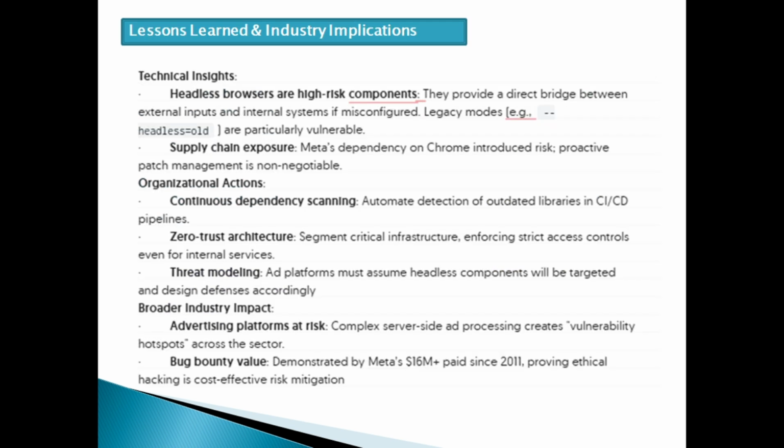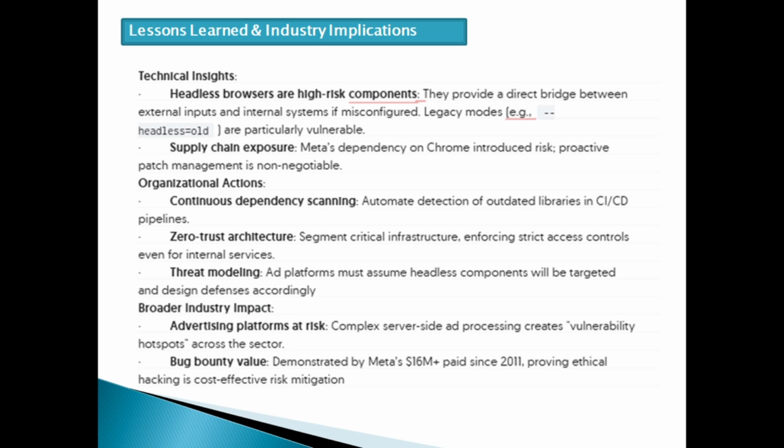4. Lessons learned and industry implications. Technical insights: headless browsers are high risk components. They provide a direct bridge between external inputs and internal systems if misconfigured. Legacy modes, e.g., headless equals old, are particularly vulnerable.